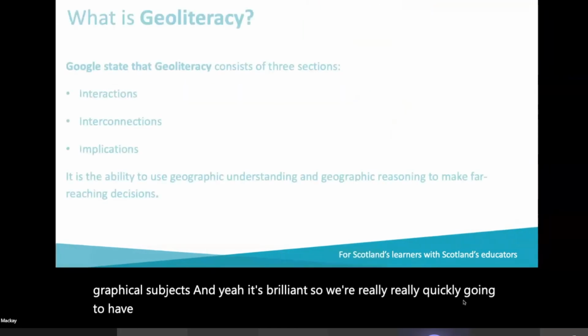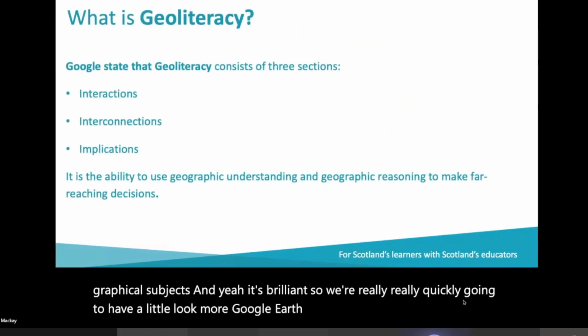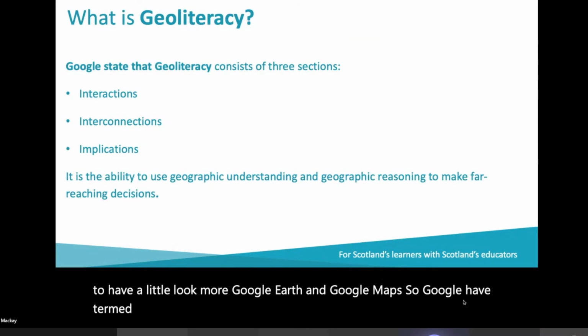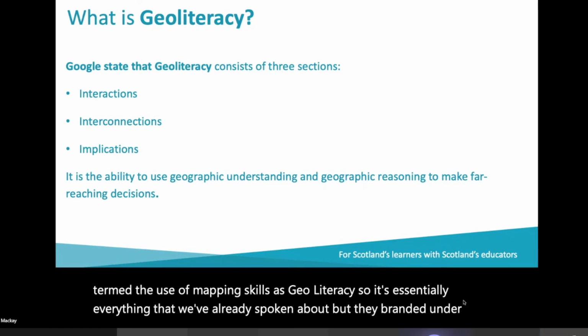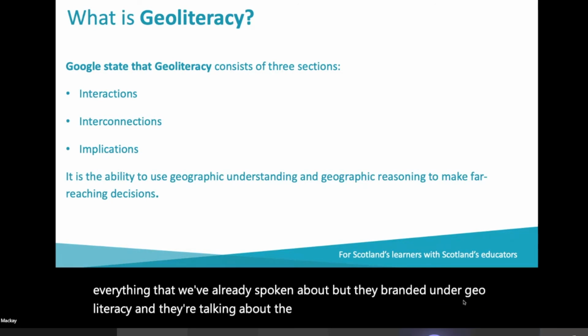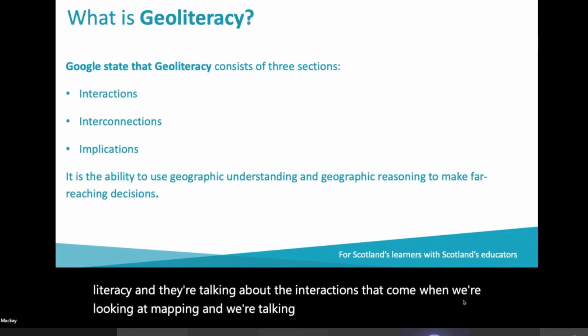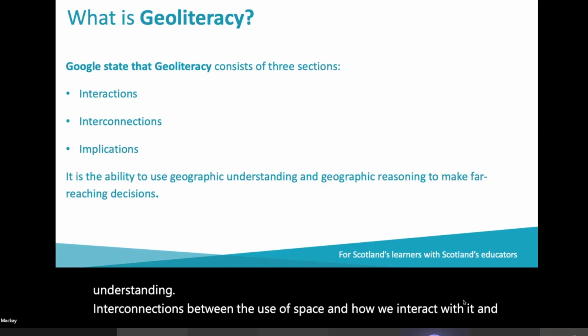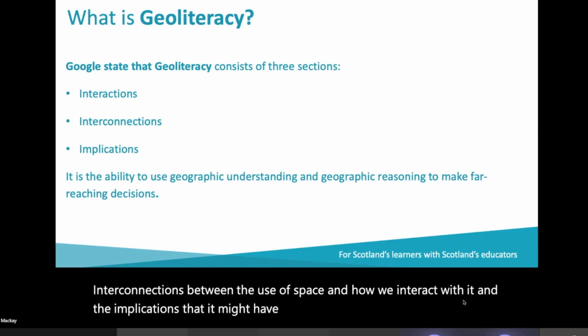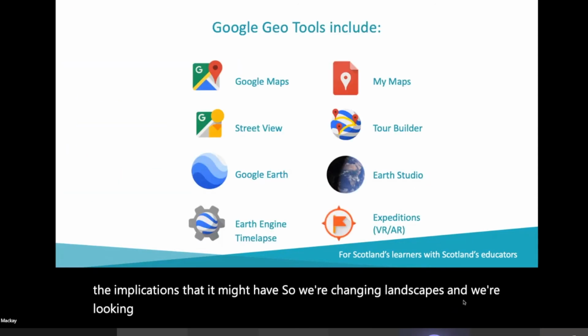So we're really, really quickly going to have a little look more at Google Earth and Google Maps. Google have termed the use of mapping skills as geoliteracy. So it's essentially everything that we've already spoken about, but they've branded it under geoliteracy, and they're talking about the interactions that come when we're looking at mapping, geographic understanding, interconnections between the use of space and how we interact with it, and the implications that it might have. So when we're changing landscapes and looking at any changes that have taken place.